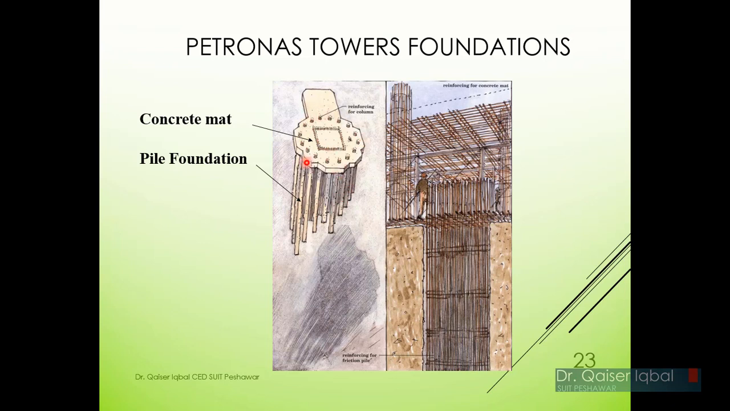You may have seen the same structure in BRT as well, when they made 8 piles, 9 piles in some areas 12 piles, and then they casted a slab on the top of that, and then on the top of that they basically were constructing their pier shaft. So same technique is being used over here.